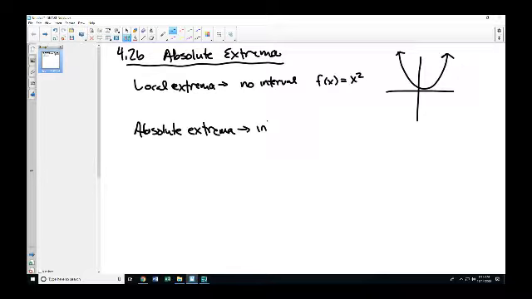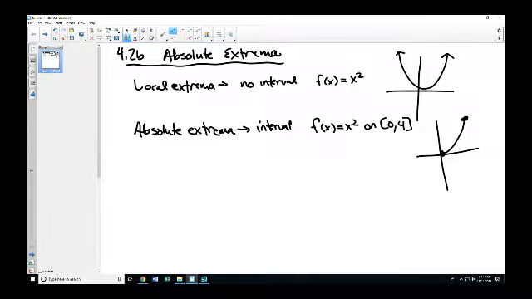There's an interval, or they will say calculate the absolute extrema. This is a subtle difference. So we would say something like that. See how we've restricted the domain? Do I have an absolute min and max now? Yeah, I do, because I've restricted where that is actually valid.